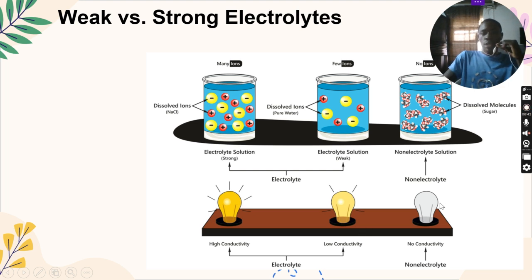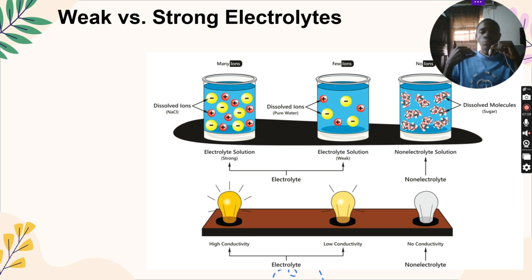Okay, let's talk about weak and strong electrolytes. The strength of an electrolyte is determined by how much electricity it can conduct when dissolved or when melted. That's also determined by how many ions it can form, especially when dissolved. When a lump of an electrovalent compound, an ionic compound, is dissolved in water, not all the molecules will form ions. Some will dissociate and some may not dissociate.